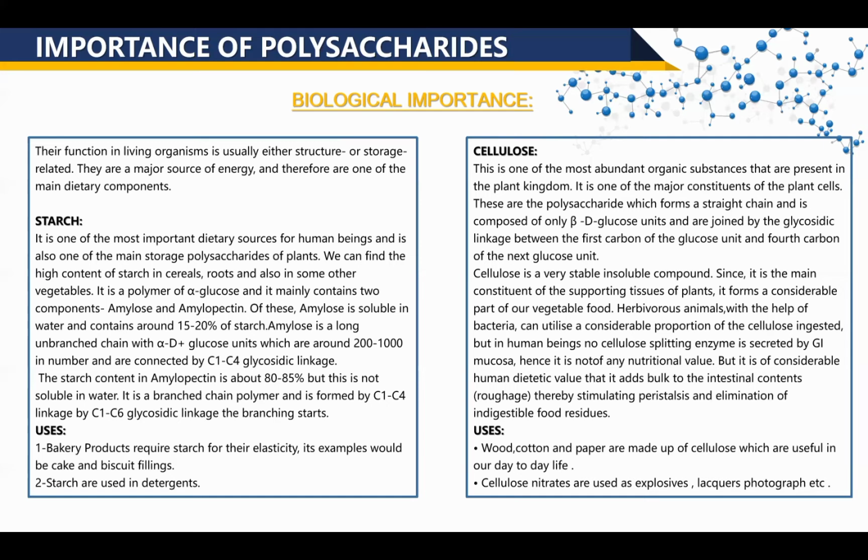Uses. Wood, cotton and paper are made up of cellulose, which are useful in our day-to-day life. Number 2. Cellulose nitrates are used as explosives, lacquers, photographic film, etc.